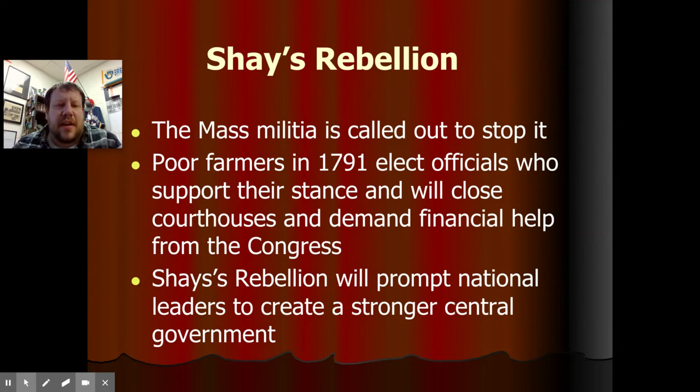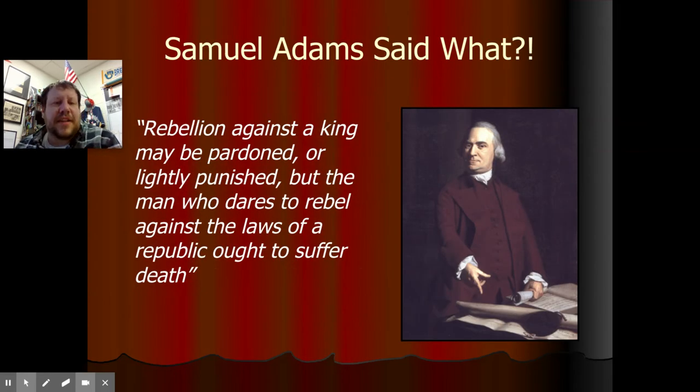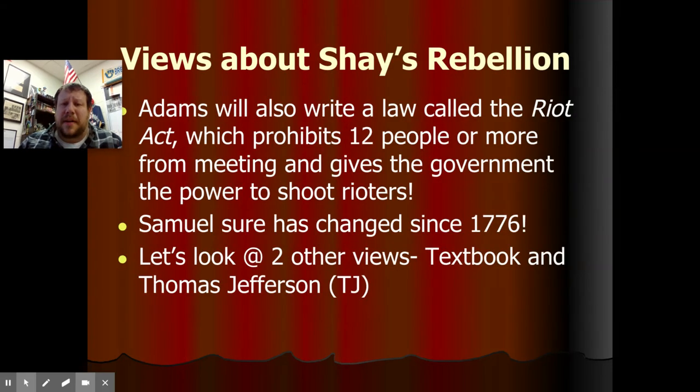But it caught the attention of a lot of people that, hey, people are rebelling because things aren't right here. And so it's kind of funny that some of the rich landowners and the guys that had been big names in the revolution didn't like the rebellion. Here's Sam Adams saying rebelling against the king may be pardoned or lightly punished, but those who rebel against the laws of the republic ought to suffer death. You want to put these guys to death because they were rebelling when really they were just trying to voice their opinion on what was going on.